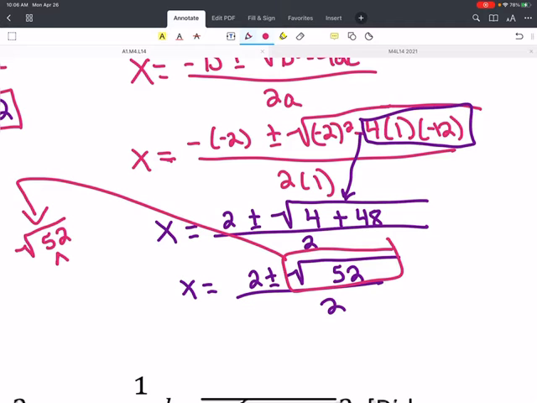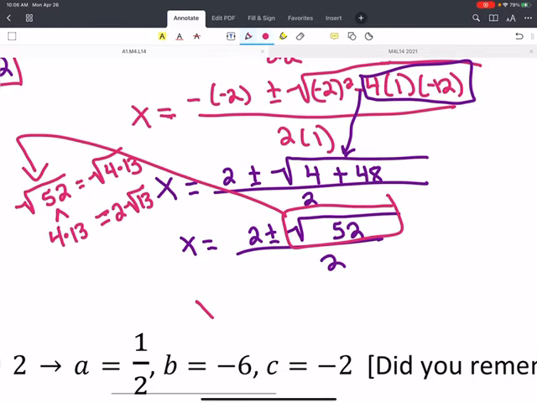Okay, so I could do 2, but 2 is not a perfect square, so 2 times 26 wouldn't work. 4 is a perfect square, and 52 is 4 times 13. So I'm going to change this to the square root of 4 times 13, and then the square root of 4 is 2, so I can bring that out to get 2 times the square root of 13. Okay, so that's what I'm going to do here. I'm going to say 2 plus or minus 2 square root of 13, divided by 2.